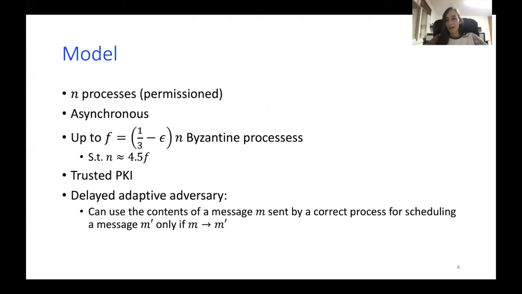So I'll describe the model briefly. We assume n processes in permissioned settings, where up to almost a third of the processes may be Byzantine. We assume an asynchronous model and a trusted PKI, and we assume a delay-adaptive adversary. Our adversary can use the content of a message m to schedule another message m' only if m causally precedes m'.